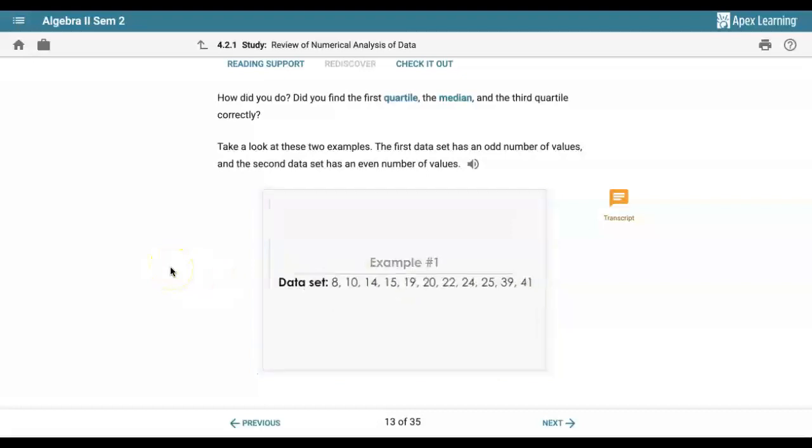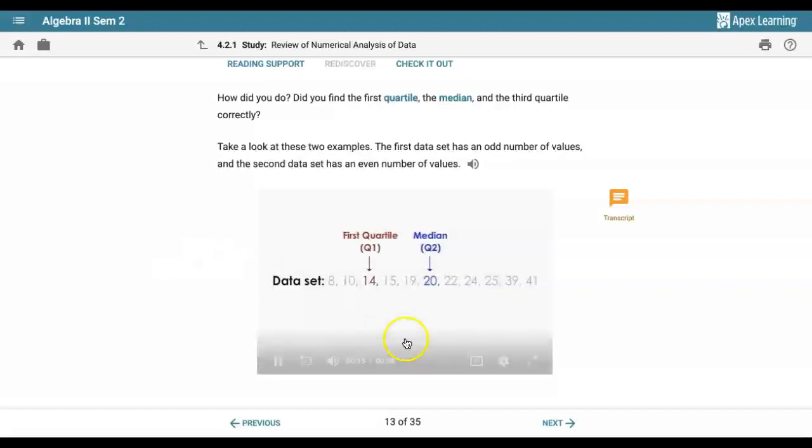First, let's find the median. The median is 20. Now let's find the first quartile. The first quartile is 14. Again, we found the median, so this data set becomes one of our halves, and this data set becomes our other half. So we have to find halfway, in terms of just numbers, between these values. So 14, because there's 2 here, 2 here. Again, that's our first quartile.